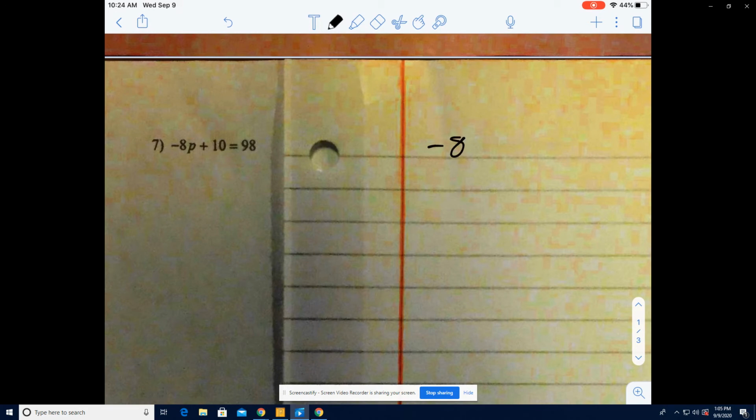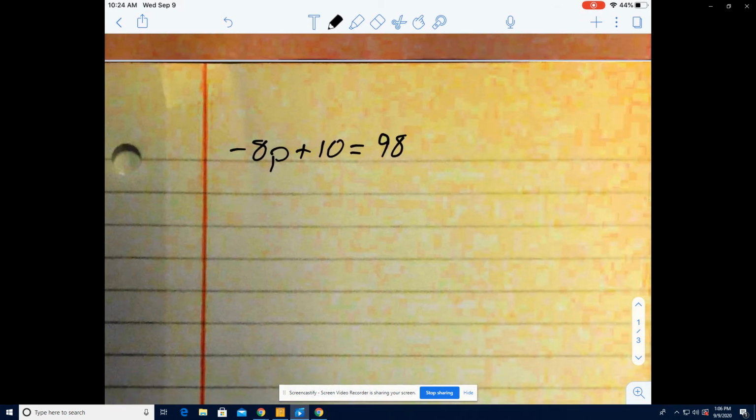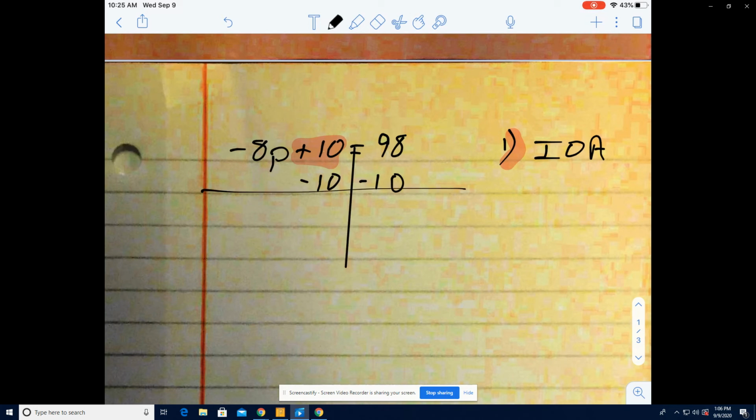Looking at the next problem, I got -8p plus 10 equals 98. And so I want to get rid of the plus 10 first. So the first step is going to be to do the inverse of addition. So I'm going to minus 10 on both sides. Negative 8p comes down. The 10s cancel. The equal sign comes down. 98 minus 10 is 88.